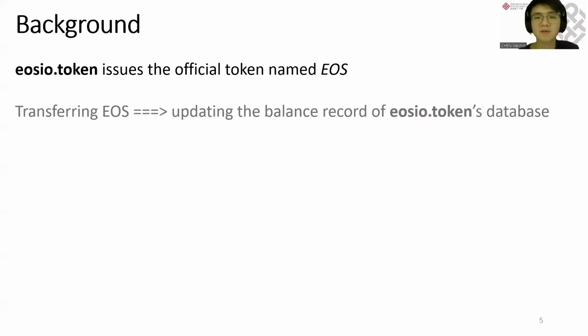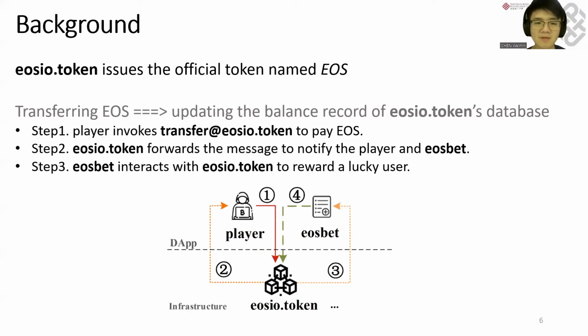The official team of EOSIO created a smart contract named EOS token to issue one kind of cryptocurrency, EOS. Transferring EOS means updating the balance records in the EOS token's database. I use the example shown in this picture to explain the transaction mechanism.